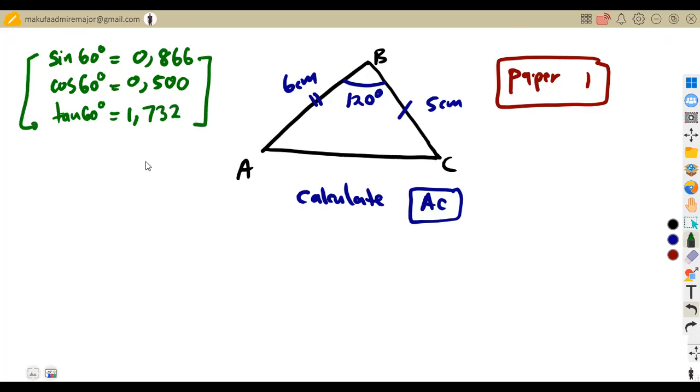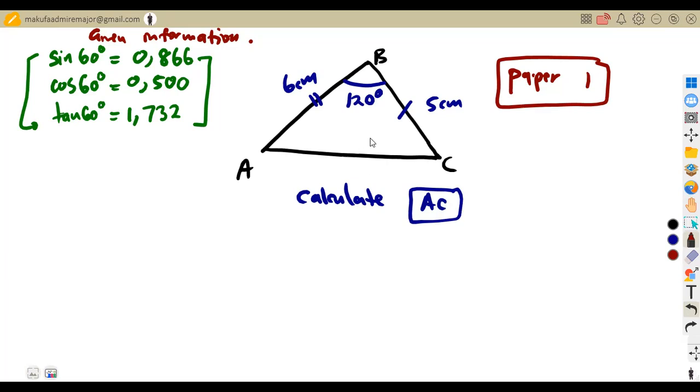All right. You are asked to use as much of the given information. They will actually write that statement: use as much of the given information. And this is the given information, this is the one that you are given. So how are you going to play around with the given information to calculate AC?